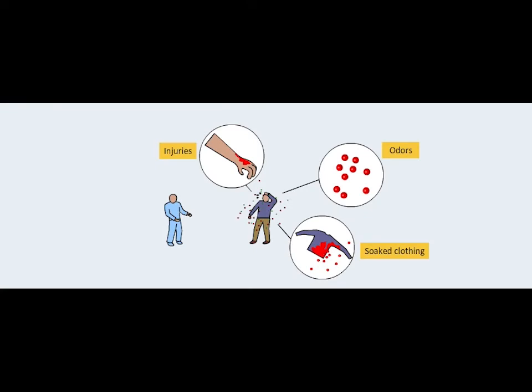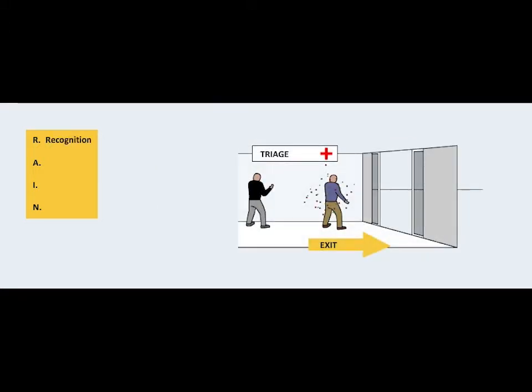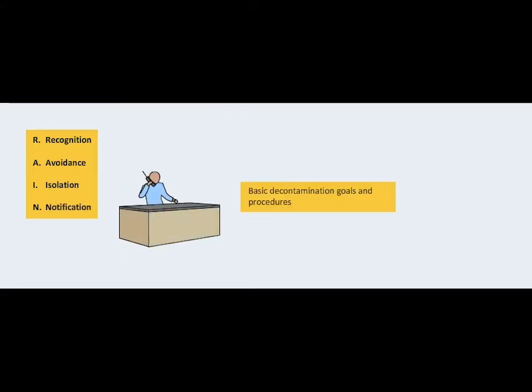In this course, you will learn the acronym RAIN, how to recognize a contaminated patient (recognition), and what to do when a contaminated patient shows up: avoidance, isolation, notification.